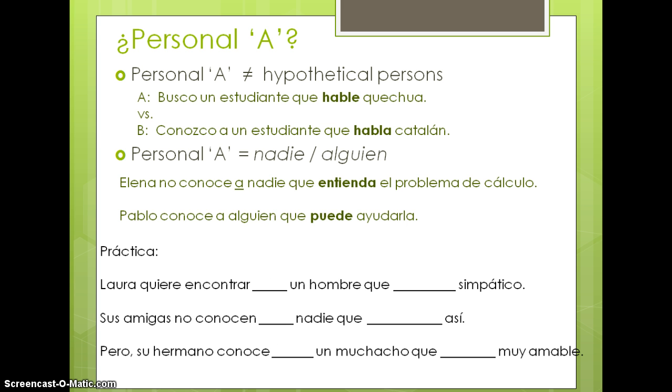Here's a little bit of práctica. Try to do this on your own. Pause here, fill in those sentences. I'm going to go on, however, and you can check your answers. So, Laura quiere encontrar un hombre que sea simpático. Sus amigas no conocen a nadie que sea así. Pero su hermano conoce a un muchacho que es muy amable. If you have any questions about that, again, make sure that you ask.